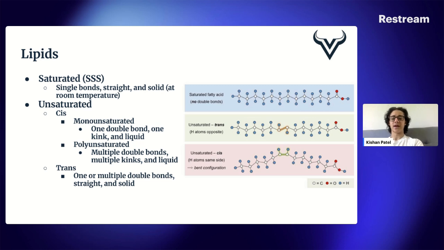So we have some different types of lipids. First is saturated, and the way I like to remember this is SSS. So we think of this as single, straight, and solid. They have single bonds only, they're straight, not kinked, and they're solid at room temperature.